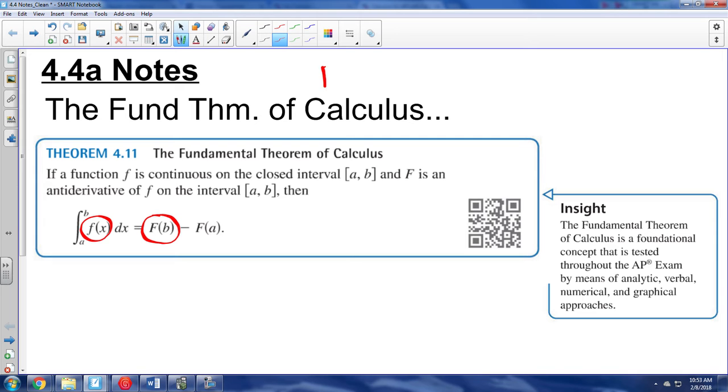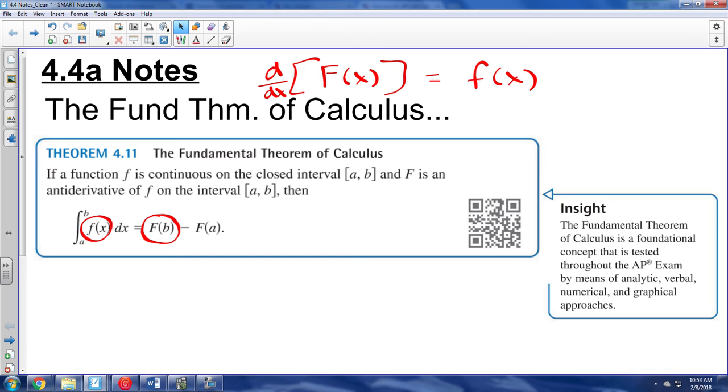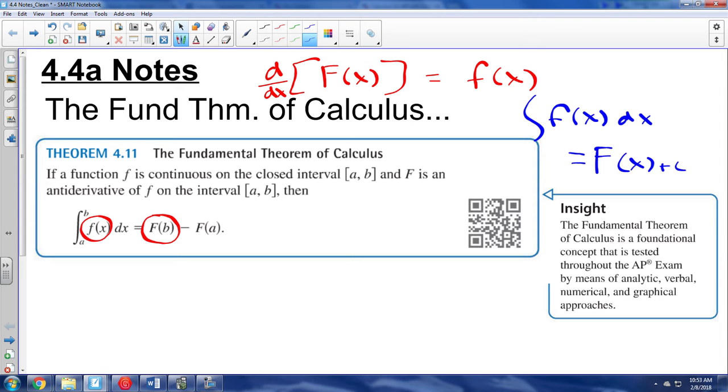Well, if I was looking at big F of x, and I was going to take the derivative of that, so derivative with respect to x, that would be little f of x. So if little f of x is integrated, what do you think it's going to come out as? Basically, if you take the antiderivative of little f, you get capital F of x, plus a constant. So if you look at this right here, you're taking the antiderivative of this, and you're plugging in the top number, and you're plugging in the bottom number, and you're subtracting them.